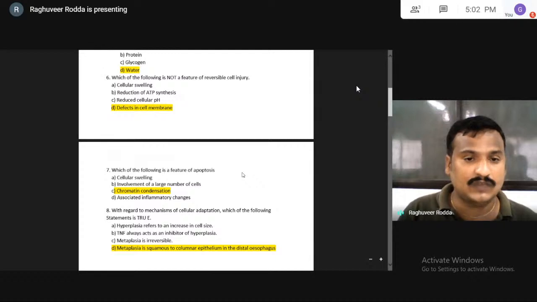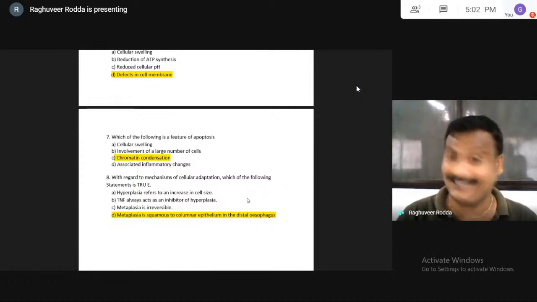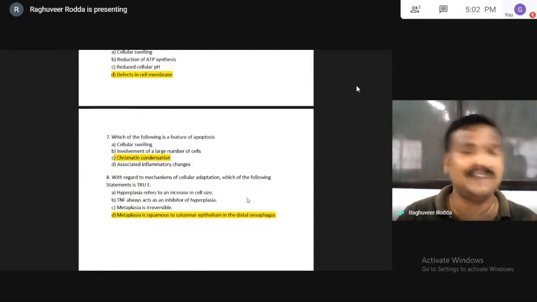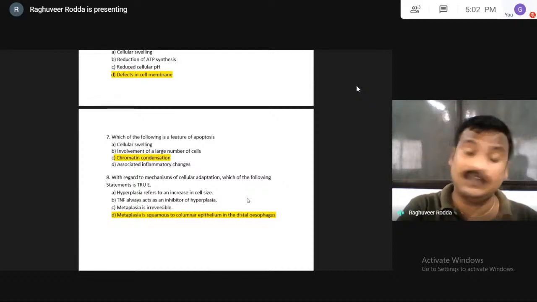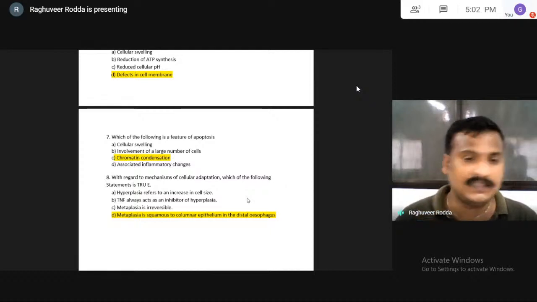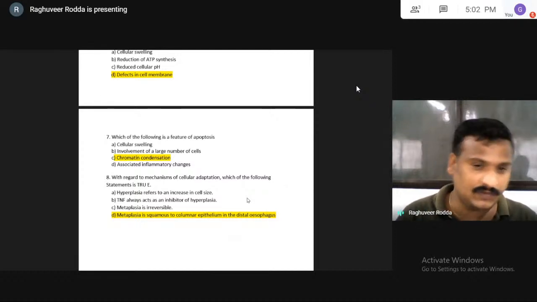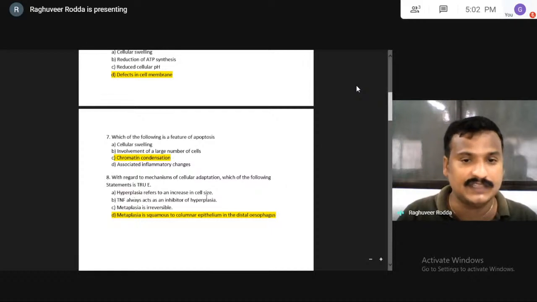And come to the last one. With regard to the mechanism of cellular adaptation, which of the following statements is true? Hyperplasia refers to increase in cell size. Hyperplasia is a condition where cell size is increased because it is completely opposite to atrophy. Actually it is not hyperplasia, it is hypertrophy. So here it is hypertrophy that refers to increase in cell size.